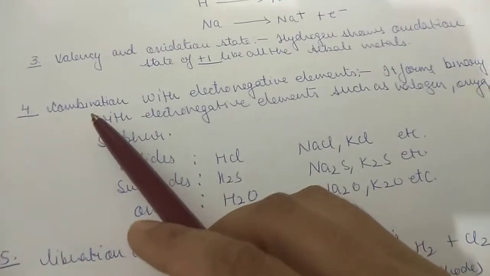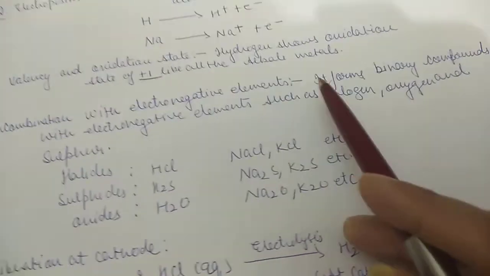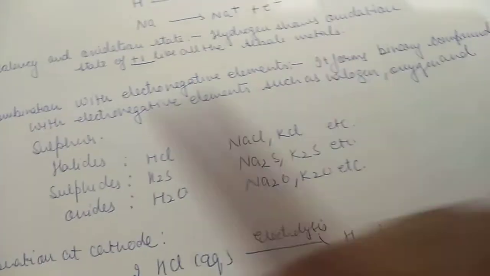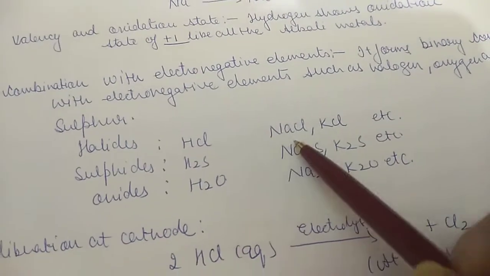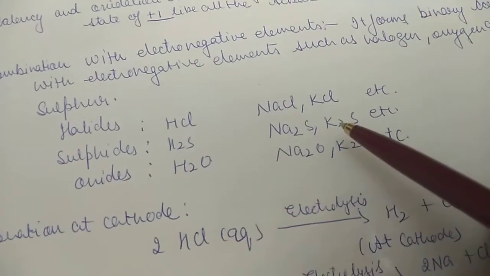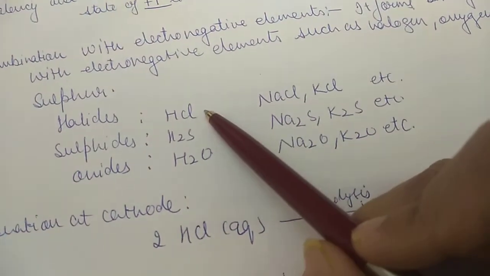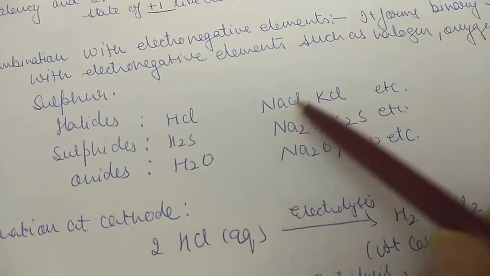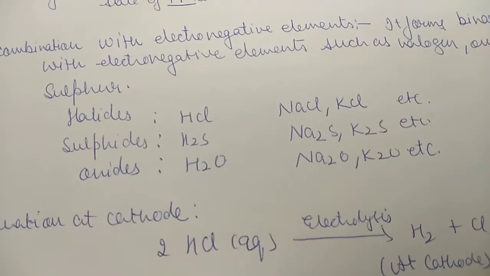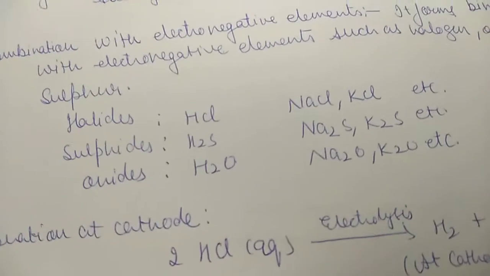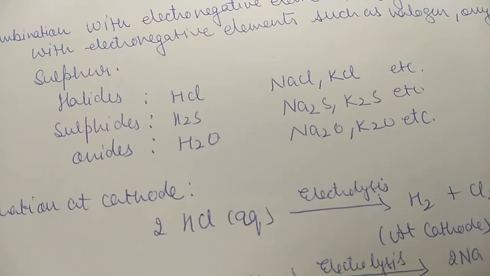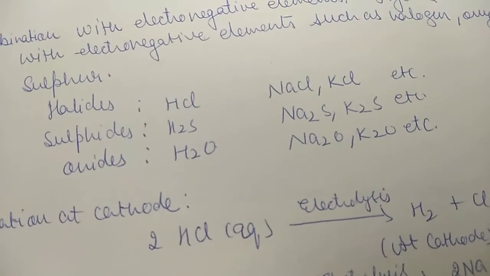Next is combination with electronegative elements. It forms binary compounds with electronegative elements such as halogens, oxygen and sulfur in a similar manner as alkali metals. For example, halides are formed in the same manner as the other alkali metals form them. HCl is formed by hydrogen, while NaCl and KCl are formed by these alkali metals. Then sulfides: H2S is formed by hydrogen, and sodium sulfide and potassium sulfide are formed by alkali metals.